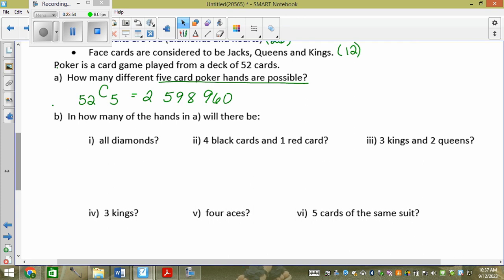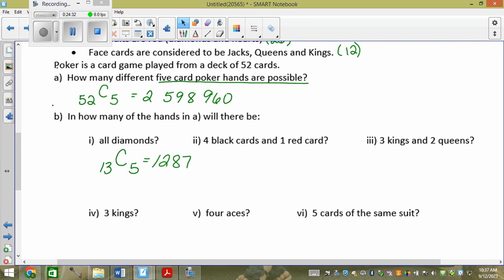So I'm choosing how many diamonds? From 13, I'm choosing how many? 5. Why did you choose 5? Because it says 5-card poker hands. You didn't do it willy-nilly. You knew why you did it. So we go 13 choose 5, and the different 5-card hands that have all diamonds in them is 1,287. So if I just knock it down to diamonds, I go from over 2 million to 1,287 different hands that I could get.